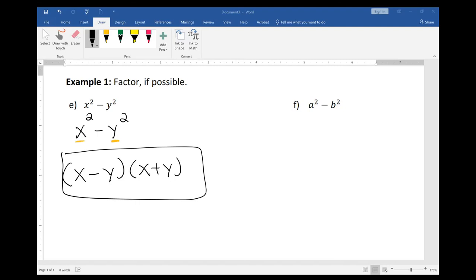Example 1f, factor if possible, a squared minus b squared. Again, we will go ahead and identify our perfect squares, and once we have that, we'll write our binomials. As we can see, we already have our perfect squares since we have our a squared minus our b squared. So now that we have identified our perfect squares, we'll write our binomials, and our binomials here will be a minus b, a plus b.